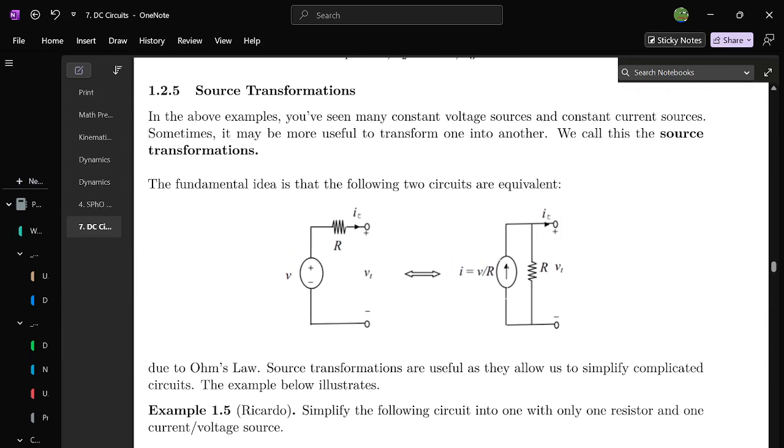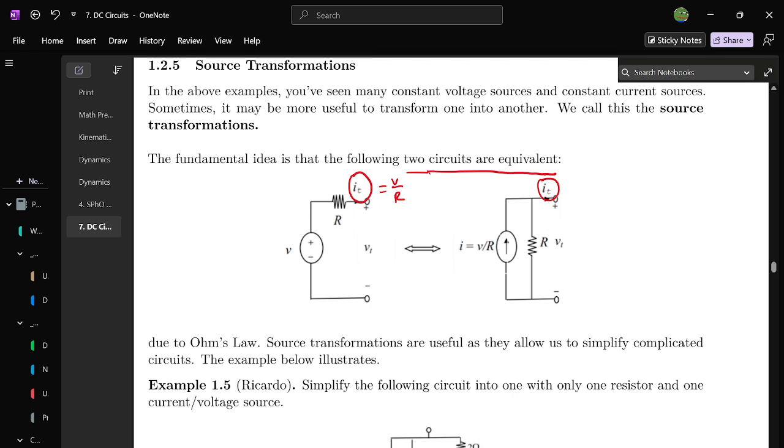The next thing is on source transformations. This is a quite simple concept. Basically, it just states that these two circuits are equivalent. And if you ever need to, you can just transform one into another. And I think this is also quite easy to see because this is just a consequence of Ohm's law. Both of these circuits will give the same current flowing through here, of just V over R.